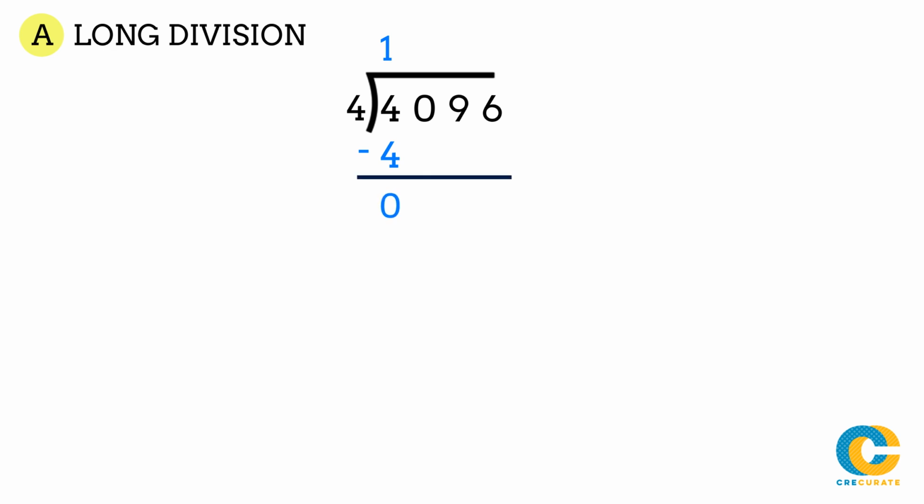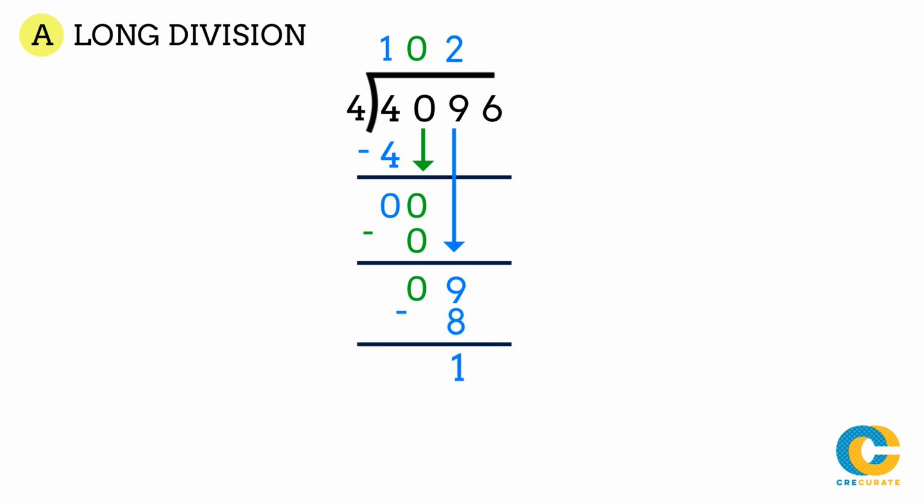Next, we bring the next digit, 0, down. Since there is nothing for us to divide by 4, we put a 0 on top of the line, and remove 0. Bringing down the next digit, we have 9. 9 cannot be divided by 4 to give us a whole number, but we know that we can get 2 groups of 4 from 9, with a remainder of 1. So 2 goes on top of the line, while we remove 8 from 9. This leaves us with a remainder of 1 below.